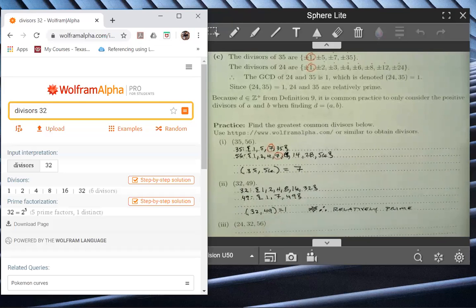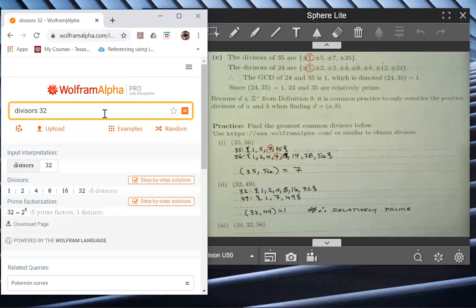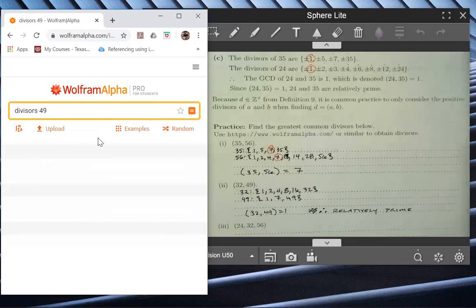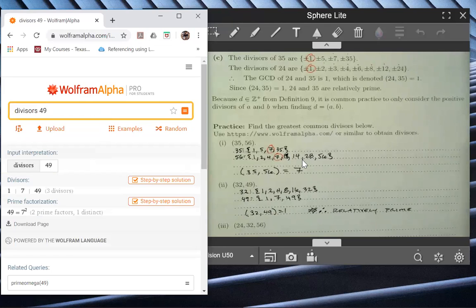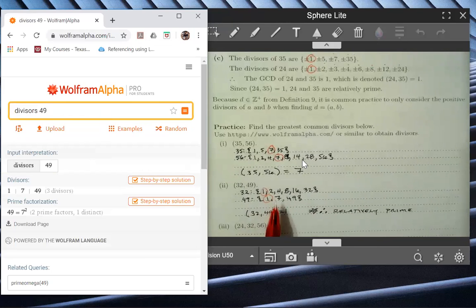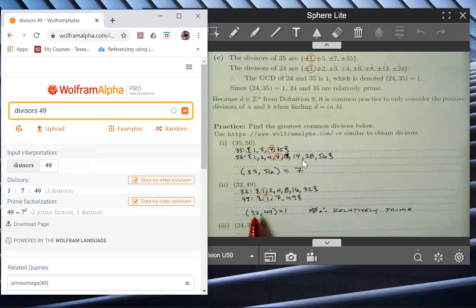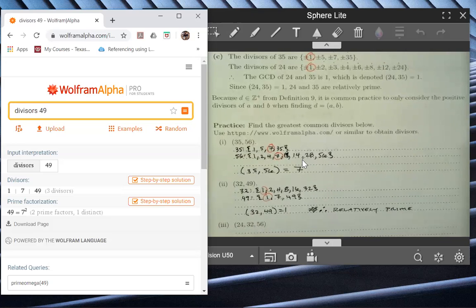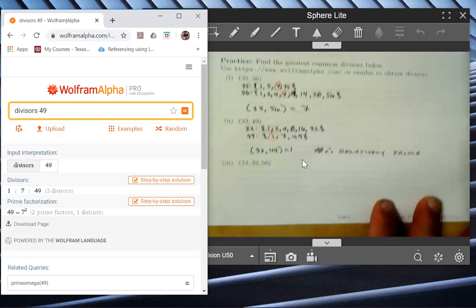Once again, you could use Wolfram Alpha to double check that. We see those divisors. And because the greatest common divisor is 1, we would say that the greatest common divisor of 32 and 49 is 1, and therefore they are relatively prime. Now, let's talk about the notation for this next one.